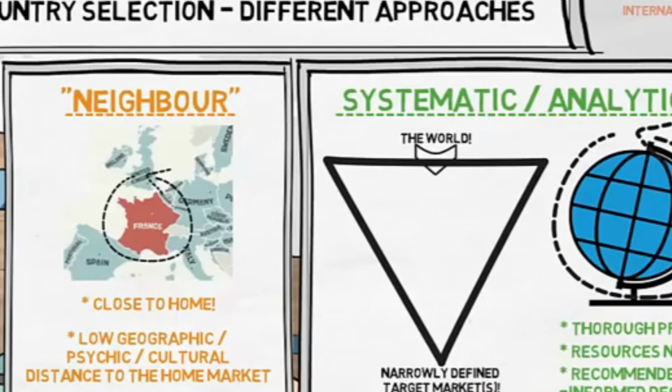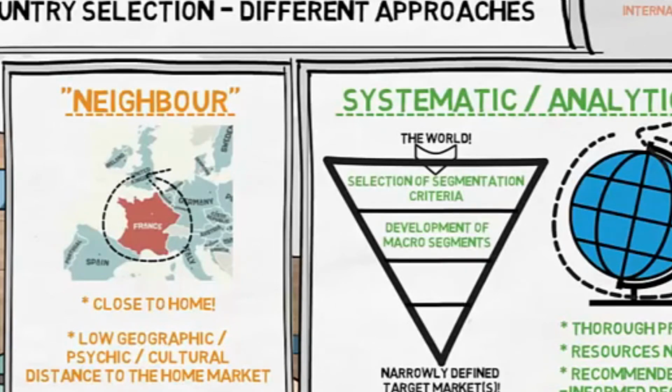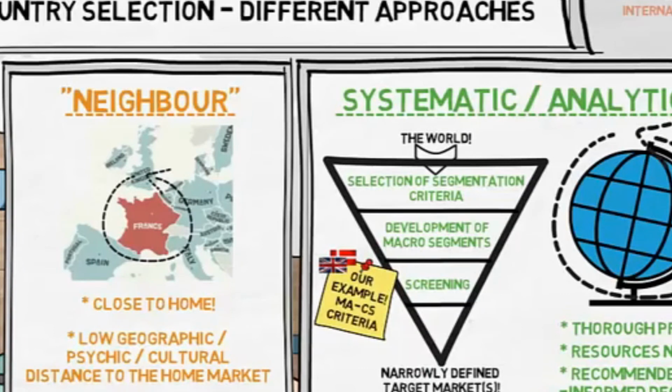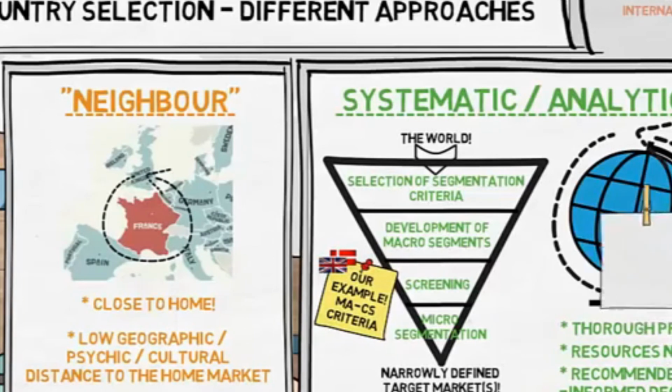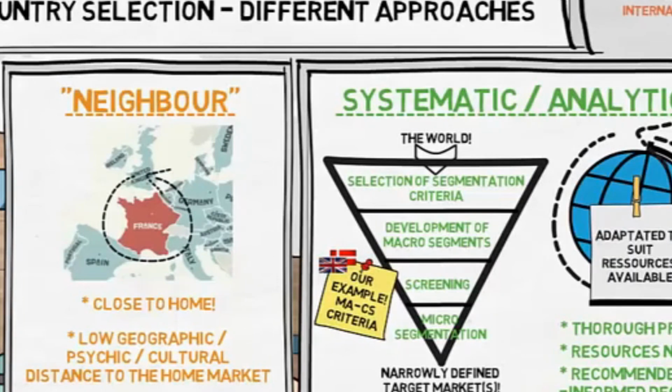The process includes several steps. It starts with the selection of macro segmentation criteria and the development of macro segments. This is followed by a thorough screening process of selected segments or countries. This is much the same as the evaluation we carried out in our example, only potentially more detailed. And finally, microsegments in one or more selected countries are developed and chosen between. The extent and depth of this approach is often adapted to suit the resources available to the company.